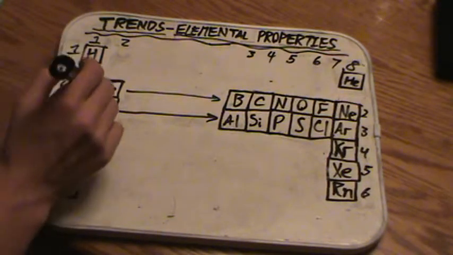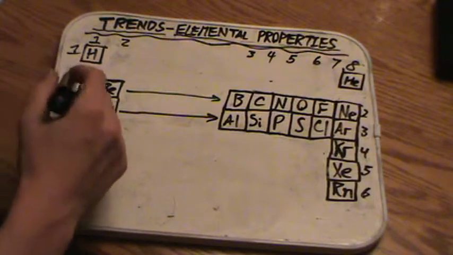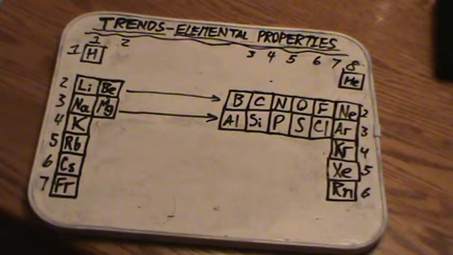So across a period, period 2, all of these elements have their outermost energy level being 2, meaning that the most outward energy level from the nucleus, the second energy level, is the most outward energy level that contains electrons.